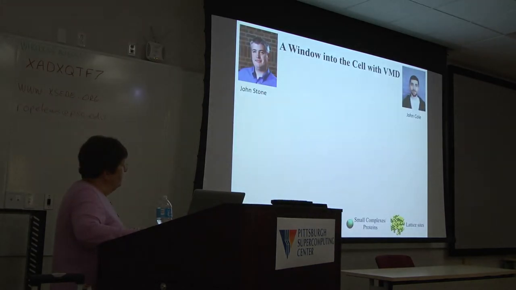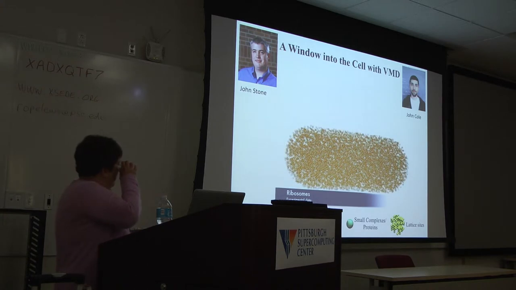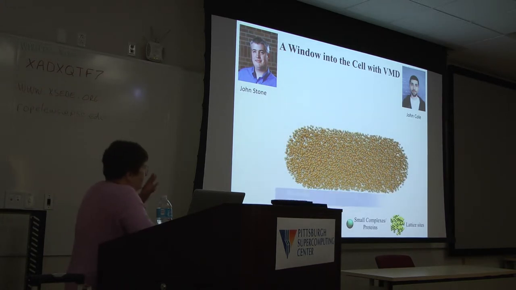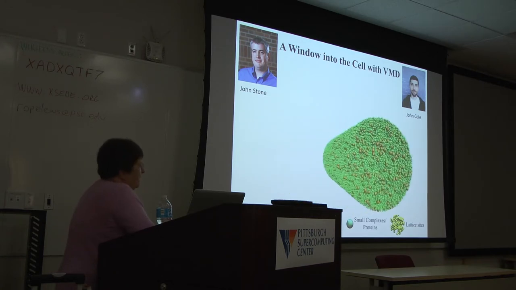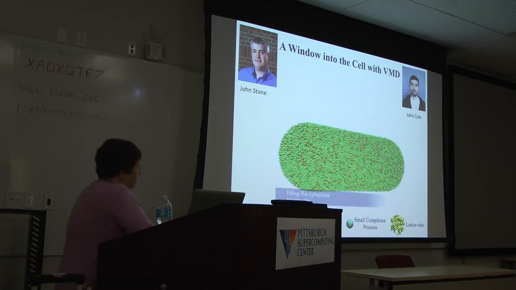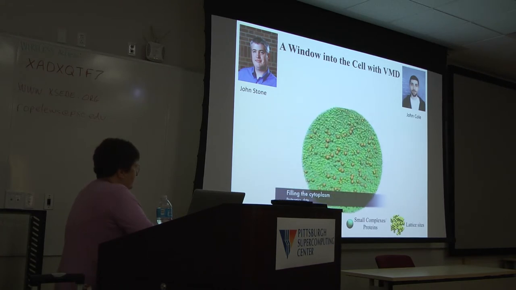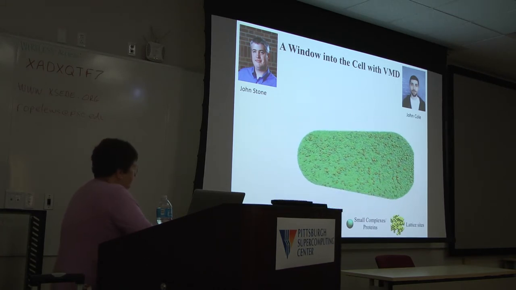So let's go on to the next one. One of the things we wanted to do is use VMD to look into the cell. Again, same nomenclature here. The ribosomes are in orange. There are these large complexes and small protein complexes. And now hopefully this works. So let's say the cell had, this is a fast-growing cell. It could have anywhere from 40 to 80,000 ribosomes in it. And you pack-fill with the rest of the stuff from the proteomics data.